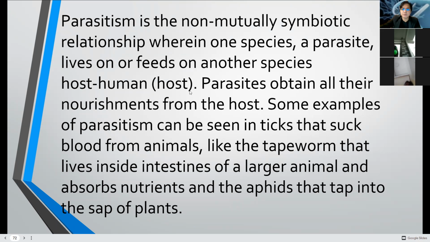We say mutualistic when they benefit each other. Both organisms benefited. This one, no. The other is harmed. The host is harmed in the process. Let's take a look at parasitism.